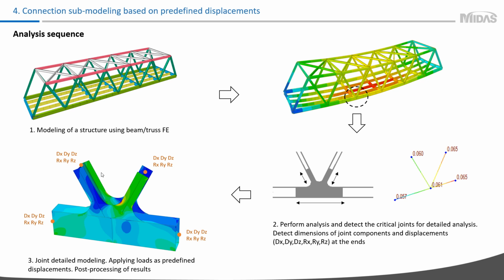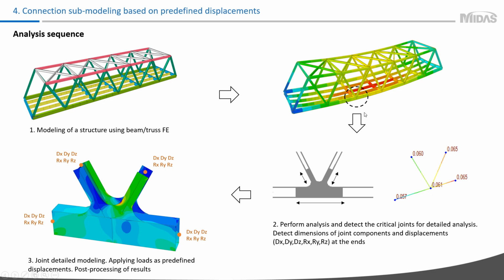The next part is connection submodeling by predefined displacement. On this slide you may see the sequence of how to perform this analysis. First of all, you create your global model using beam or truss elements. Here are the tools that you need for this kind of analysis. You apply dead loads, you apply moving loads, consider load combination, and perform member design. The next step is selecting the connection you want to investigate in more detail.